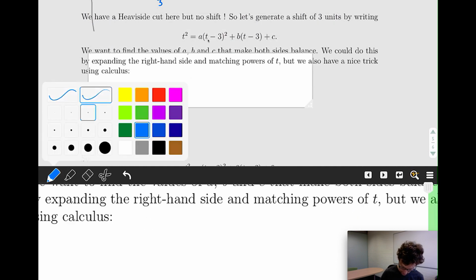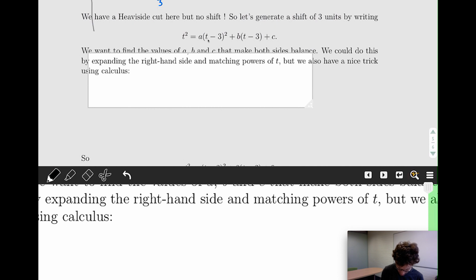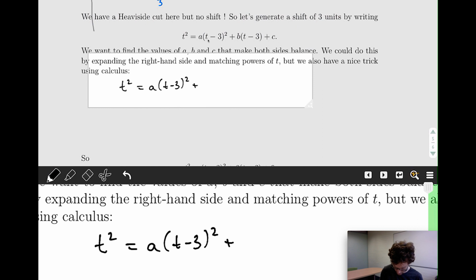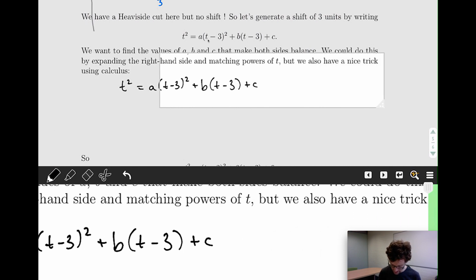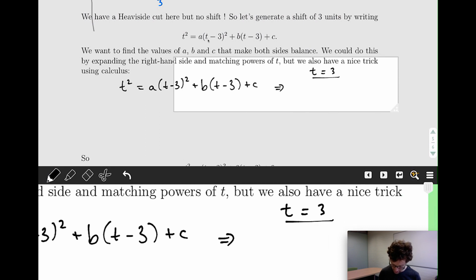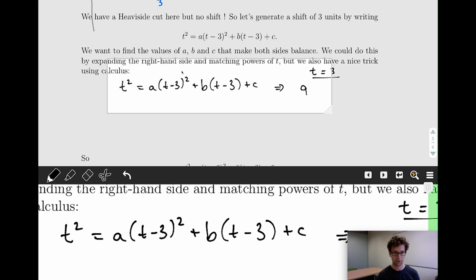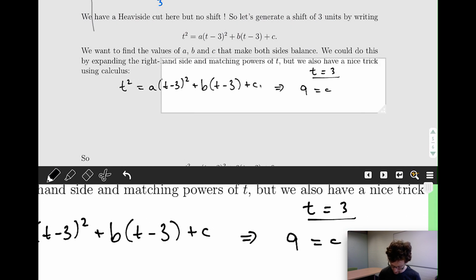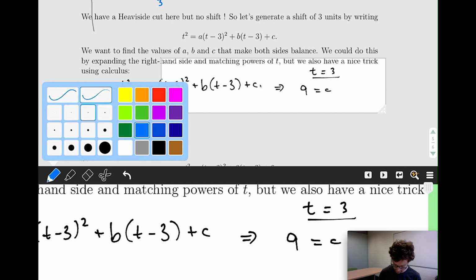Let's start off with my original expression, t squared equals a (t minus 3) squared plus b (t minus 3) plus c. And let's look at what this expression becomes when t is equal to 3. So we see that the left-hand side is just going to become 3 squared, it's going to be 9. And the right-hand side, when I put t equal to 3, those terms die, and I'm just left with c. So that immediately gives me c is equal to 9.